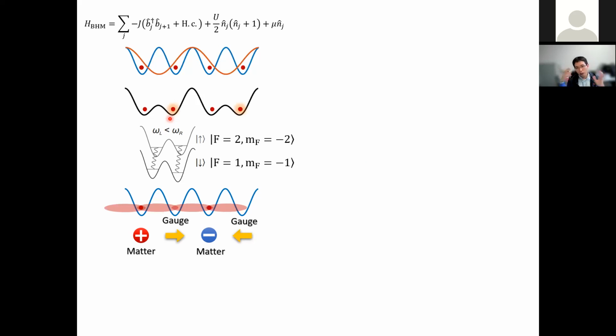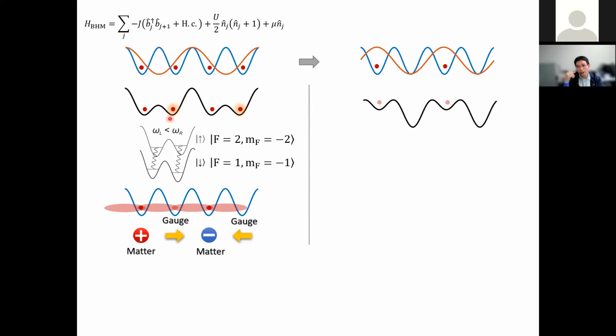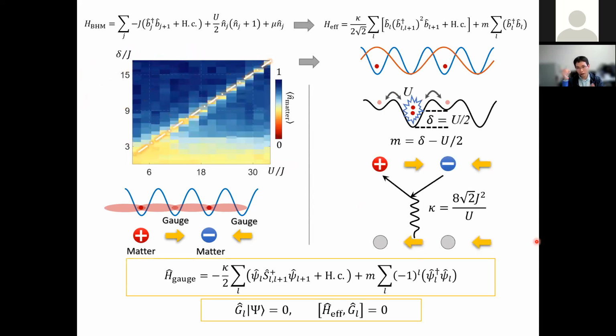However, if you let your atoms tunnel freely in your system, this is still not gauge invariant, because you will also create single particles on your gauge sites. Now, this can be solved by just tuning this staggered potential. At this moment, you get this correlated tunneling, a second order process where, when your staggered potential matches half the interaction strength, you can annihilate two particles on the matter side and create a doublon on the gauge side.